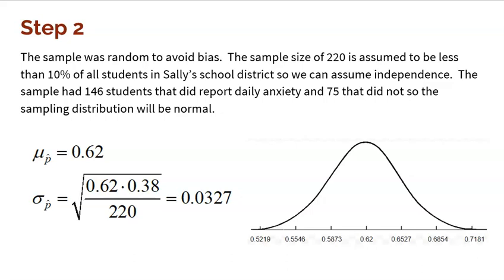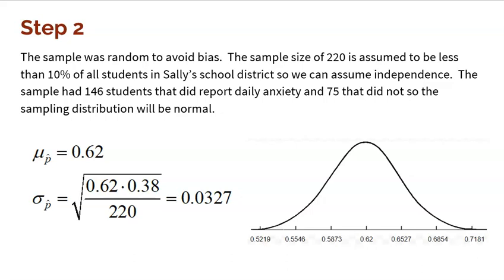So a sampling distribution shows a whole bunch of sample proportions. So the mean of all those sample proportions is 0.62, assuming it's true. The standard deviation utilizes 0.62 times 0.38 divided by our sample size of 220, giant square root, 0.0327, and then I could draw a picture.